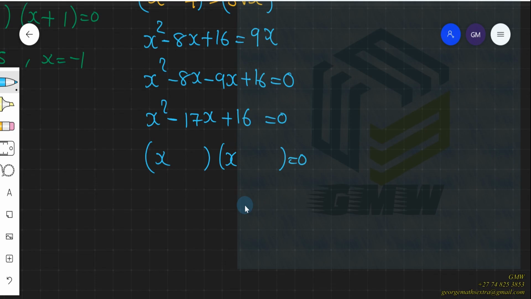I'll quickly show you as well down here. So if I do this, I need two numbers that if I multiply, they give me positive 16, but if I add, they give me minus 17. And the numbers are simply minus 16 and a minus 1. Therefore, my x is 16, or my x is equal to positive 1.